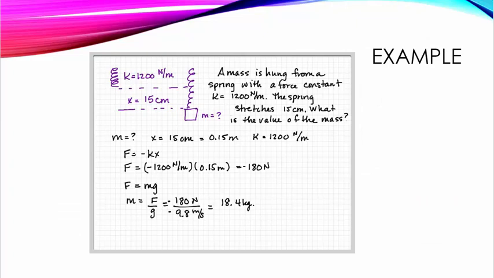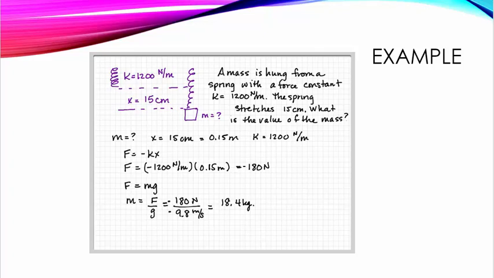So here's a quick example. You have a mass hung from a spring, has a force constant of 1200 newtons per meter. The spring stretches 15 centimeters, and the question is, what's the value of the mass? So first, we need to find how much force is causing the spring to stretch. And then we can use the idea that force is weight and find the mass. So we don't know the mass, but we do know how far it's stretched. We need to make sure we're in the right units, so we want to change that 15 centimeters to 0.15 meters, and we do have a force constant.